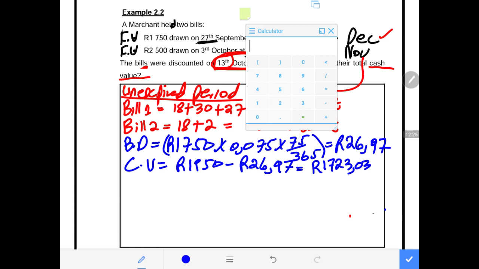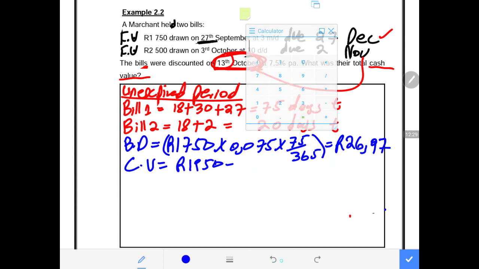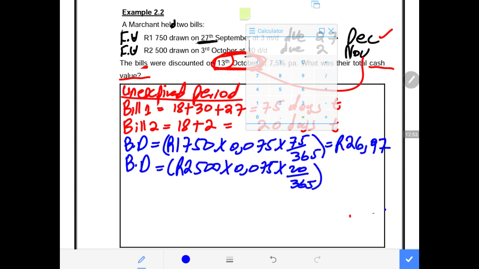Then we do the banker's discount for the second bill. I'm erasing this because I'll combine these bills at the end. Then we calculate the banker's discount for the second bill, and the banker's discount will be the face value of 2.5 times a rate of 0.075, which is 7.5 over 100, times 20 over 365. Then we see how much we have.